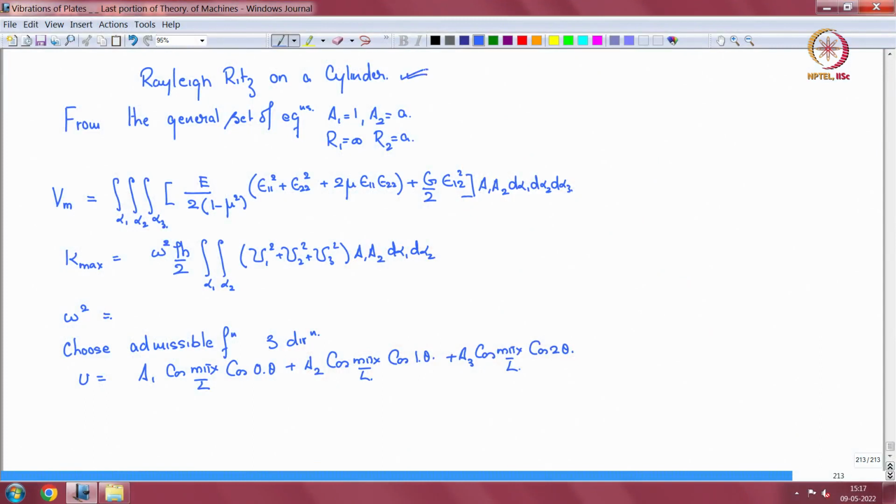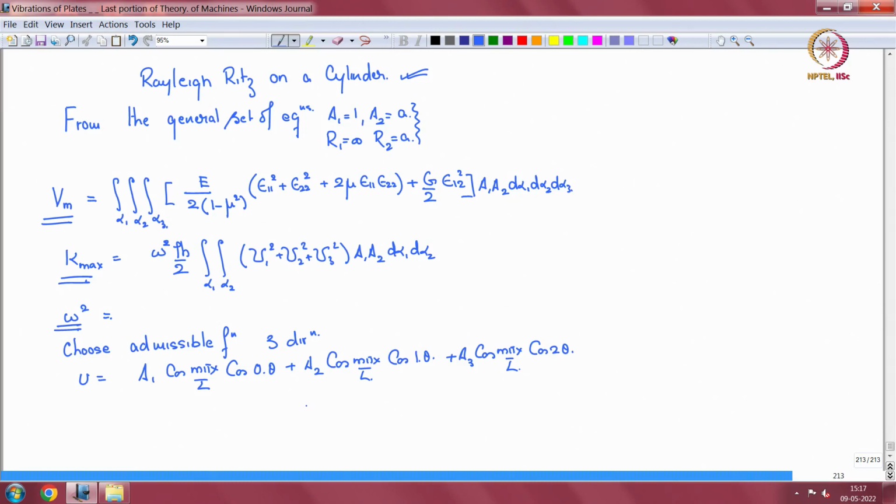Okay. So, as before, if you compute your specified equations from the general set by using these A1, A2, R1, R2 parameters, you will get your stresses and strains appropriate for the cylindrical shell. Then you can form the V max function, and you can also form the kinetic energy max function, and then the Rayleigh quotient, and do your differentiations. Okay. Now, before you do the differentiations, what admissible functions would you choose?